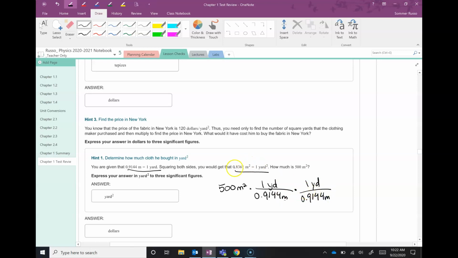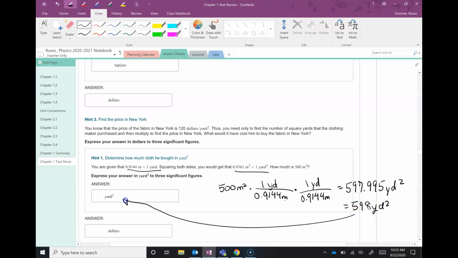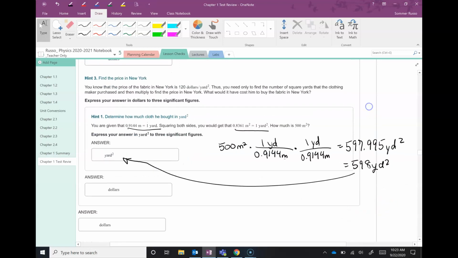This is the same process as what we saw in the squaring here. And we get the fact that there is 597.995 square yards. That's not to the correct number of sig figs, so we correct that. That's going to be 598 square yards. That would be what goes in there. So we want to know how many dollars he actually made. We're able to take that $120 per square yard and multiply it by the square yards we just got.